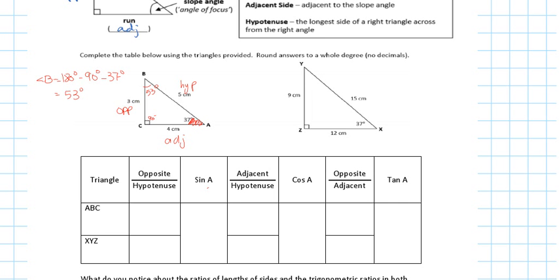How about in triangle XYZ? My angle of focus again is 37. Where is the opposite? Where is the adjacent? Where is the hypotenuse? Take a minute to name the sides: opposite, adjacent, and hypotenuse. First of all, practice the language.